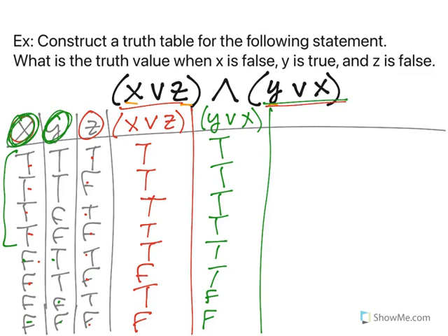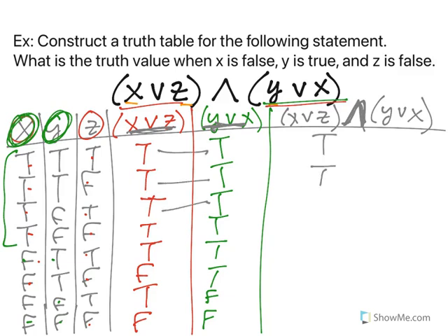Okay, so once I've gotten those, now I'm ready for the conjunction of X or Z and Y or X. We're looking at the 2 columns I just made. Because it's an and, because it's a conjunction, we need both of them to be true. So true, true, true, true, true, true. Well, this is great. True, false, true, true, false, false, false. So the first 5 are true, the last 3 are false. And that's an example of a truth table that has both disjunctions and conjunctions.